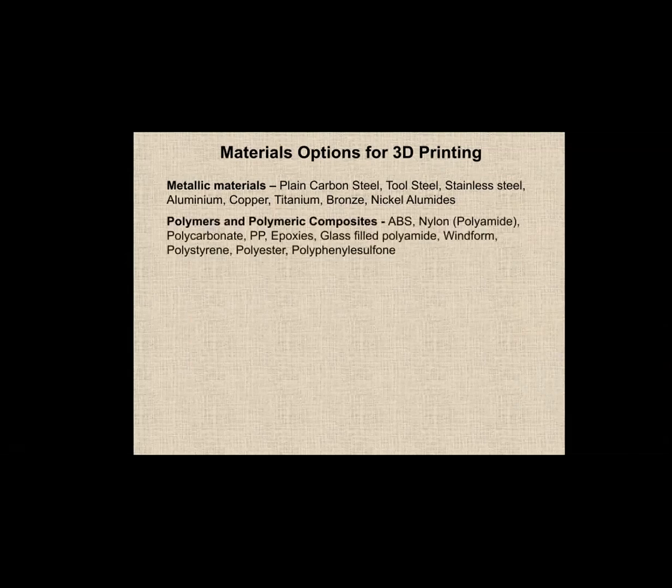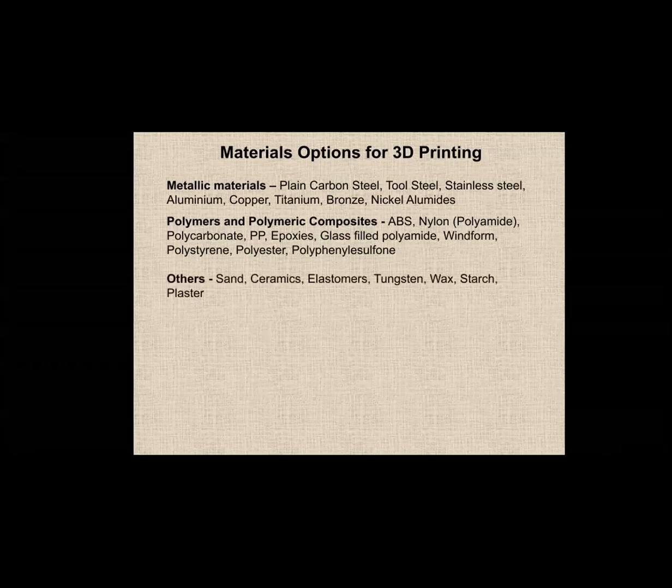So please, polymers and polymeric composites. As we discussed in the previous FDM technique, ABS plastic, acrylonitrile butadiene styrene is the material, and here polycarbonate and PP, some types of epoxies. Next, glassy polyamide. These are the polymer family, this belongs to the polymer family.